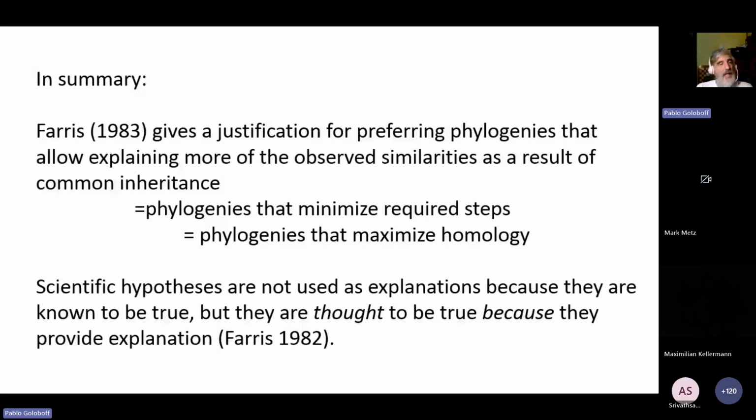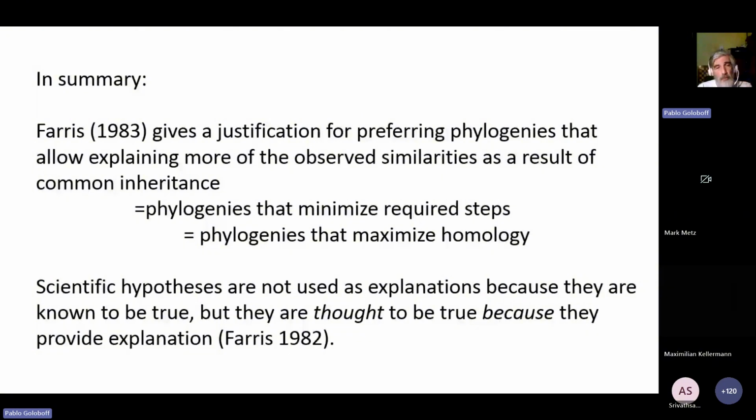Remember that I said the trees can explain some similarities as homologies, even if they truly are not. To the extent that you can explain observations, you begin to think that that explanation becomes true. The more observations you can explain, the greater the confidence that your hypothesis is correct. The way Farris put that in another paper in 1982 is that scientific hypotheses are not used as explanation because they are known to be true, but they are thought to be true precisely because they provide explanation.